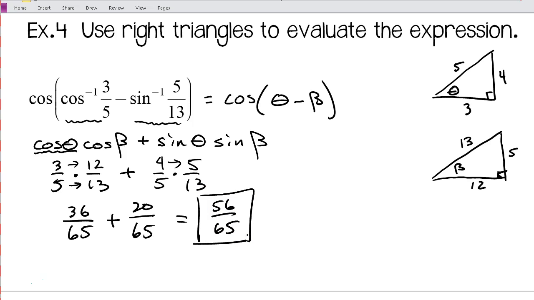It's not really very difficult. The key here is understanding that the cosine inverse of 3/5 really is just talking about an angle in a triangle, and that the sine inverse of 5 over 13 is talking about another angle in a different triangle. Okay, so keep that in mind.